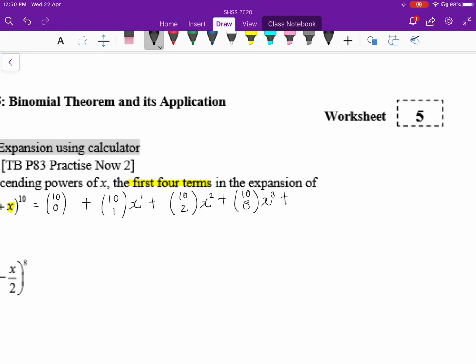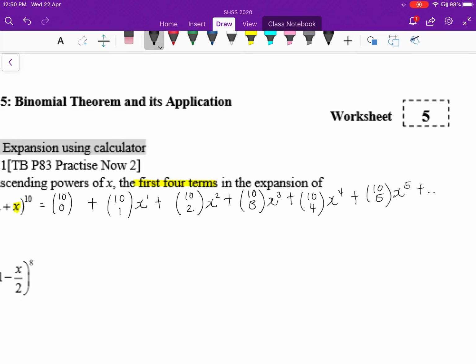Scrolling back, if I were to continue, of course I can continue writing. It would be 10C4 x to the power of 4. If I continue, 10C5 x to the power of 5, and so on. But I only want the first 4 terms, so we're going to work that out. I want you all to take out your calculator now and try to press 10C0. If you press 10C0, you should get 1. And that's just the number 1. That's the first term, done.